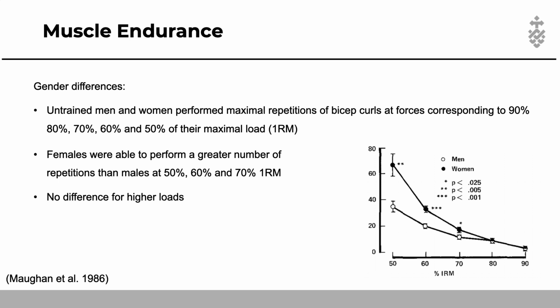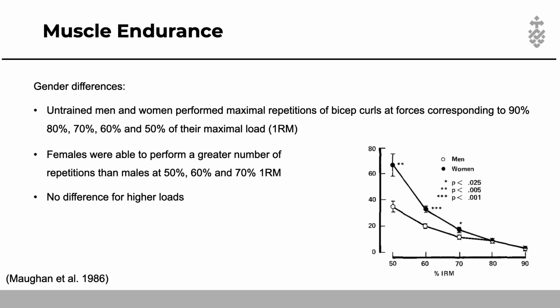Well, a group of researchers got a bunch of untrained men and women to perform as many repetitions as possible of a bicep curl at a weight that corresponded to their individual one repetition maximum. So in this case, both the male and female participants were working at a certain percentage of their capacity. So likely the girls were lifting much less weight compared to the boys, but they're still working at the same intensity, at 80% of their 1RM or whatever the percentage is.